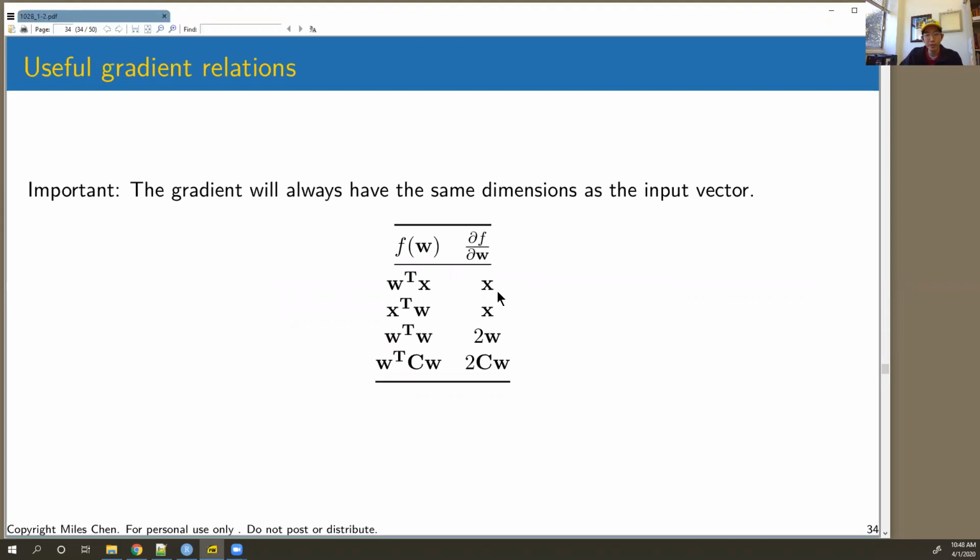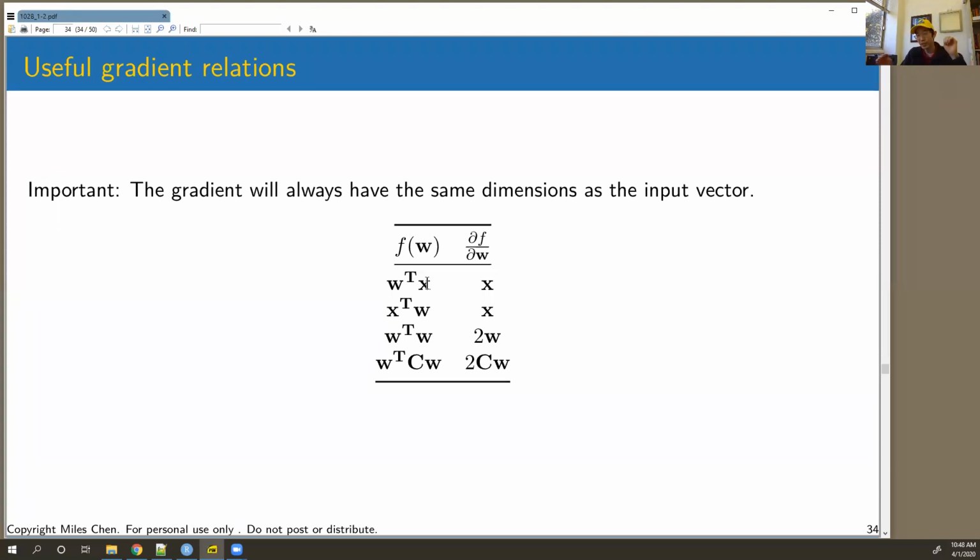Here are a few helpful gradient relationships. This is kind of like when you learned how to take derivatives. If the function is W transpose times X, the gradient with respect to W of this thing is just X. The implication here is that this value, W transpose X, is a scalar, so the function outputs a 1-by-1 scalar.